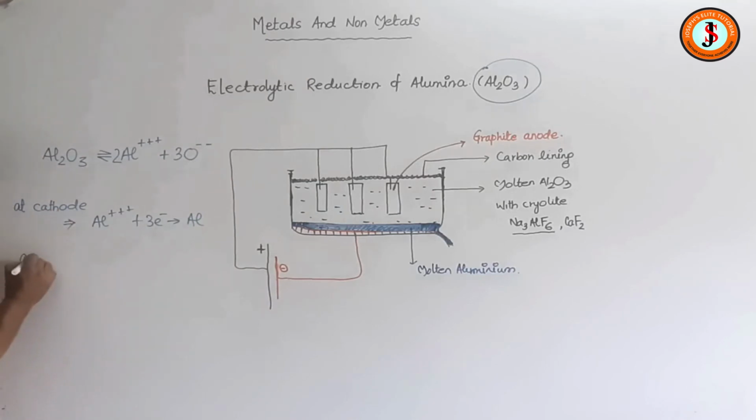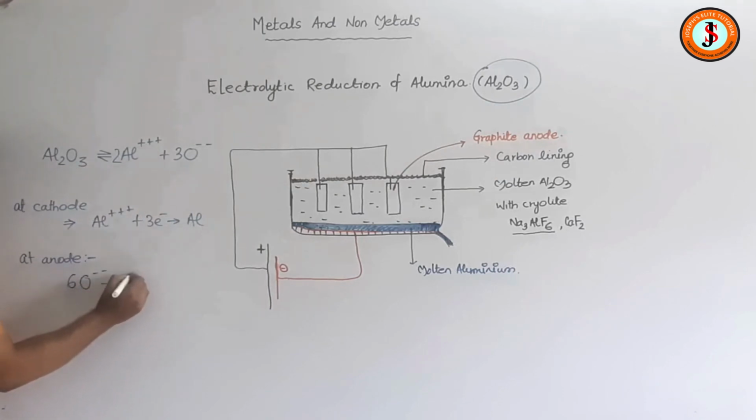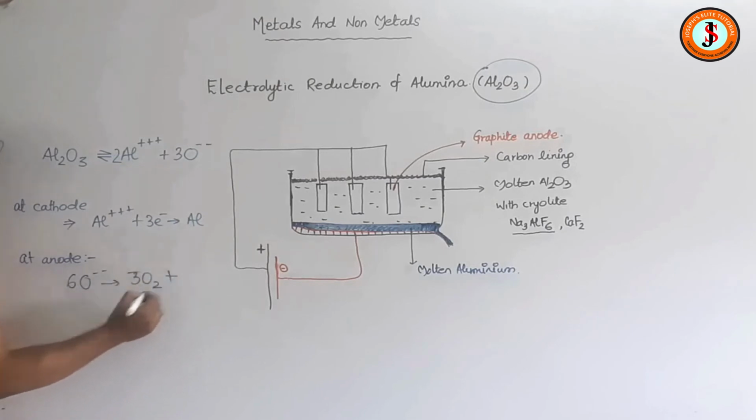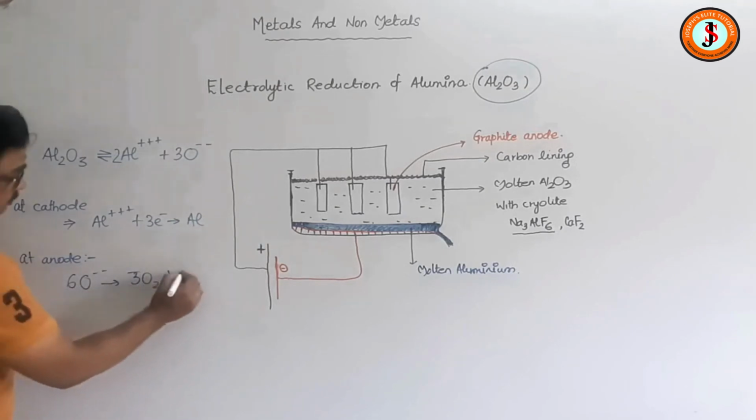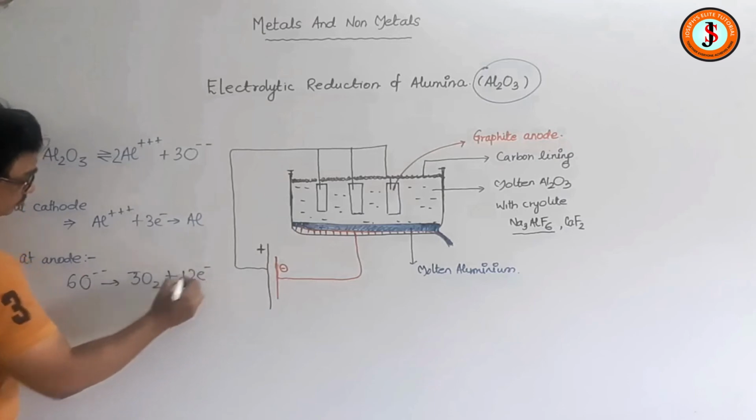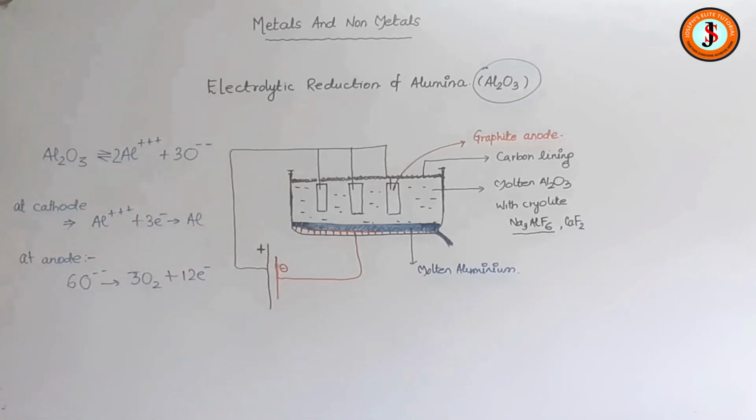Now oxygen at the anode, what will happen? Have a look. A complex reaction takes place. At the anode, firstly let me double it, so 6 O2- ions let us take. Then it will form 3O2, and it will release 12 electrons. So oxygen will be formed at the anode here.